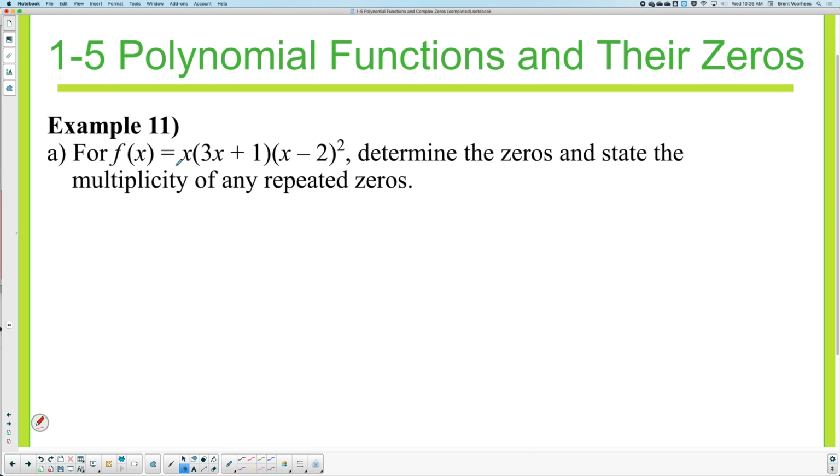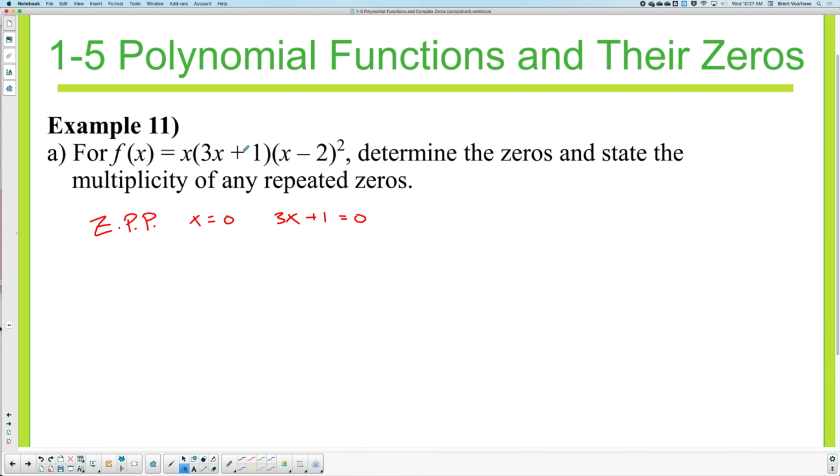How many zeros would this have? What do you think? 3. 4. The numbers just keep going higher. It was 2, then I heard 3, now I'm hearing 4. It's 3? 4 is the correct answer. Let's see where the zeros would be. We're using the zero product property, which would state to take each factor equal to 0.